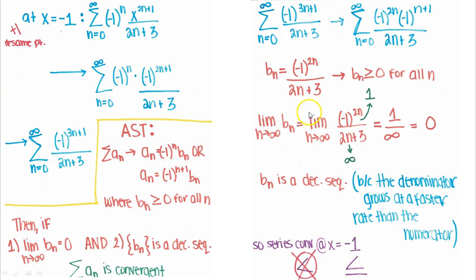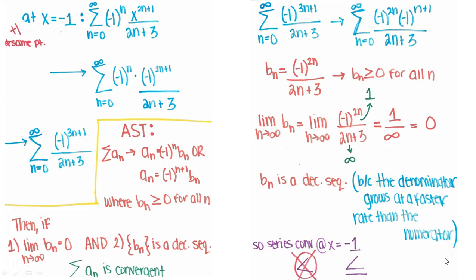And then do the limit as n goes to infinity of b sub n, which is just equal to 0, since -1 to the 2n is always going to be 1, since it's always going to be to an even power. And we verify that b sub n is in fact a decreasing sequence because the denominator grows at a faster rate than the numerator. And so the series is convergent at x equals -1, so that is included in the interval of convergence.